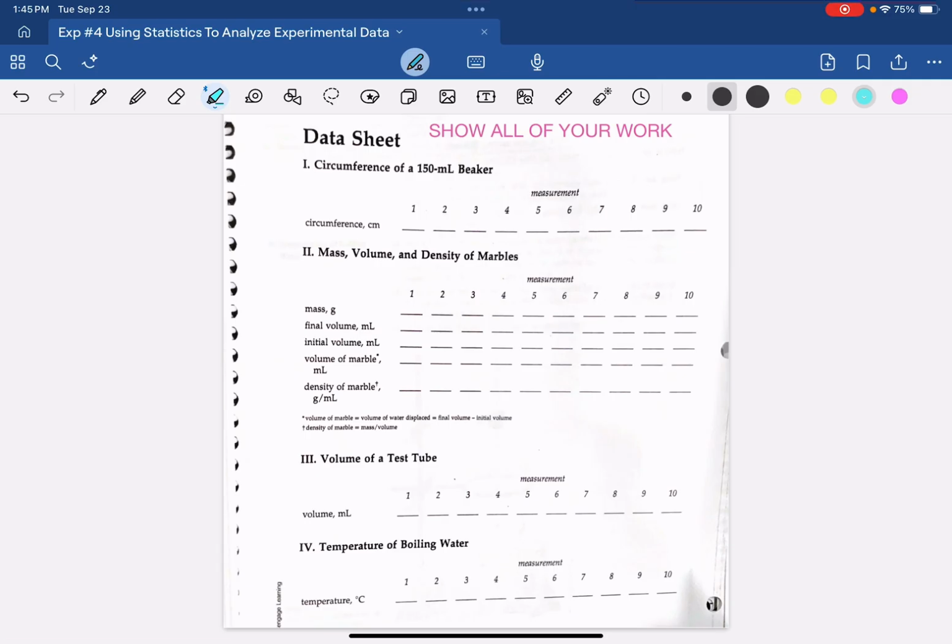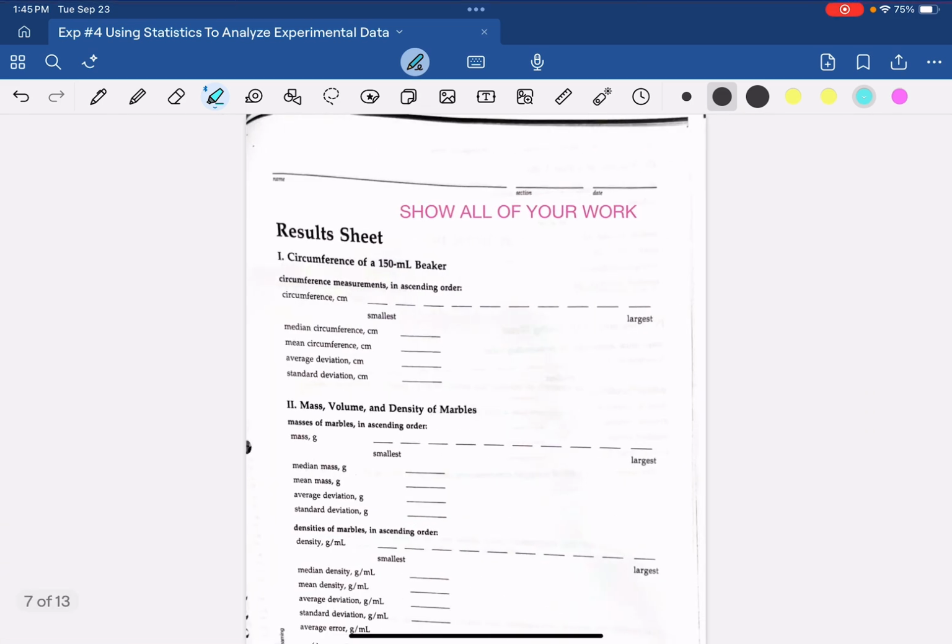I can't stress that enough, because literally over half of the points for this entire lab experiment are for showing work. Please feel free to do it on separate, clean, either lined or regular paper. Your good copy should be in blue or black traditional ink. Okay, so you're going to do that on that data sheet.